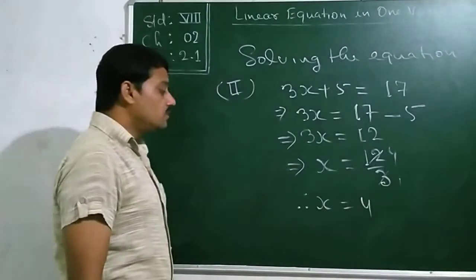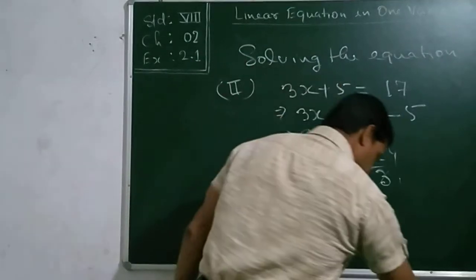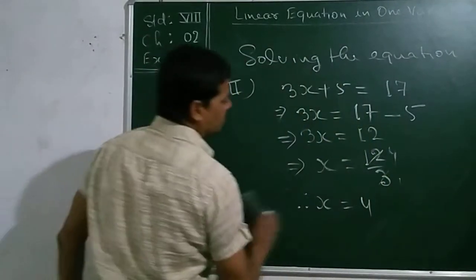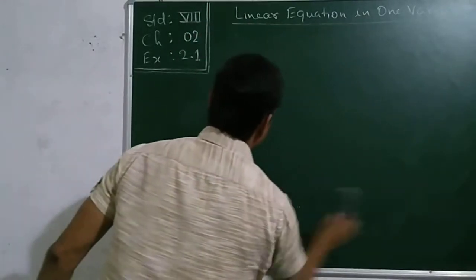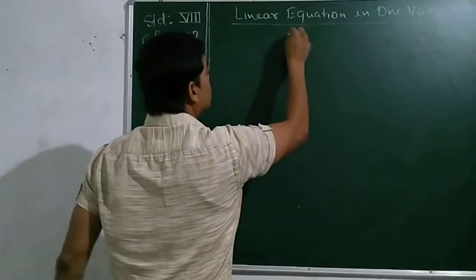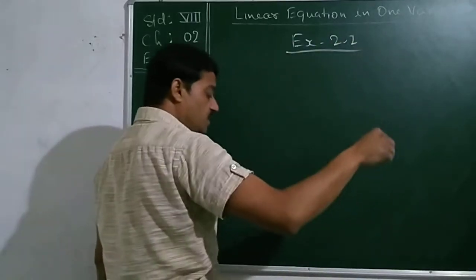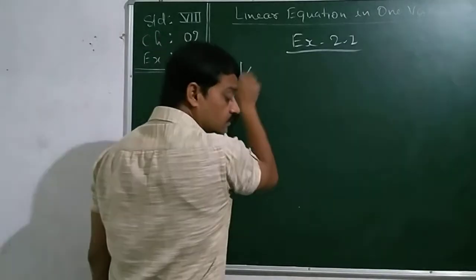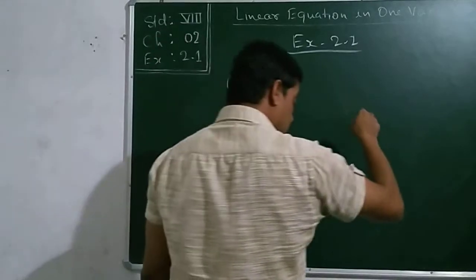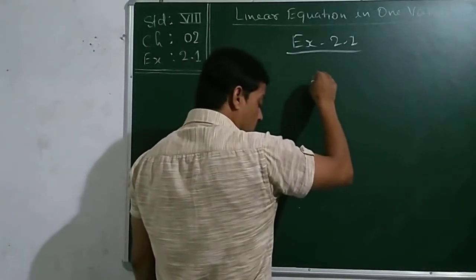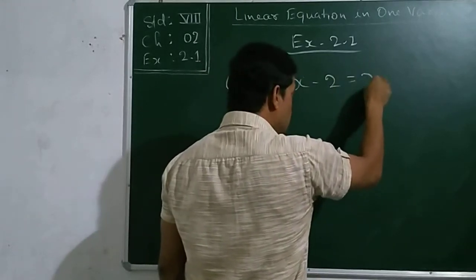Now I think you can solve the exercise 2.1. Come to the sums. I am showing you a few sums. See, in the exercise 2.1, the first sum is x minus 2 equal to 7.